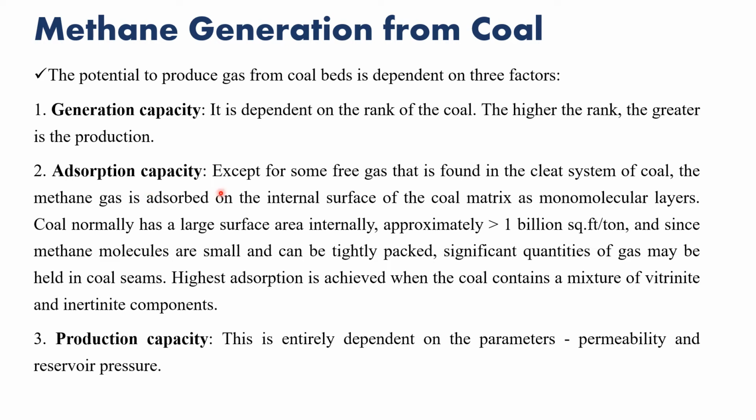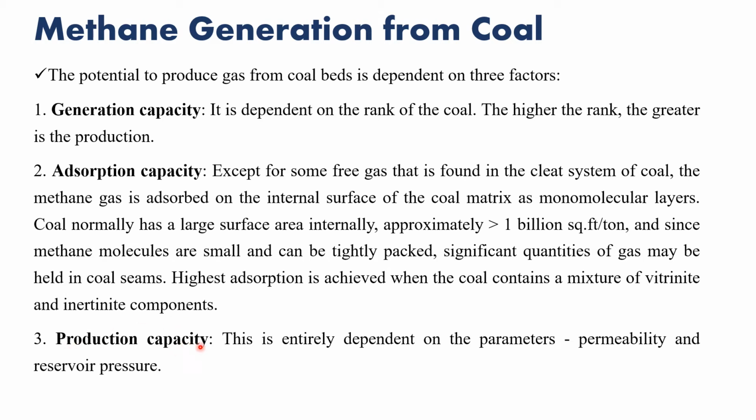Adsorption capacity. So cleat system ఉంటుంది కాబట్టి the methane gas is adsorbed on the internal surface of the coal matrix as monomolecular layers. Coal normally has a large surface area internally, approximately greater than 1 billion square feet per ton, and since methane molecules are small and can be tightly packed, significant quantities of gas may be held in coal seams. ఎక్కువ గ్యాస్ కంటెంట్ ఉంటుంది కోల్ సీమ్స్ లో ఇన్ SCF per ton. ఒక టన్ కి ఎంత స్టాండర్డ్ క్యూబిక్ ఫీట్ గ్యాస్ ఉంటుంది. Highest adsorption is achieved when the coal contains a mixture of vitrinite and inertinite components.